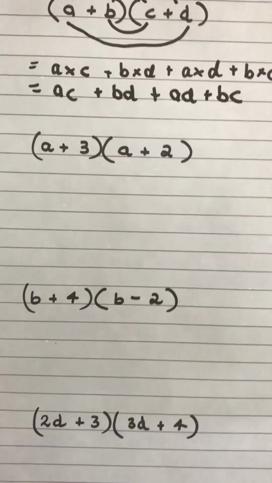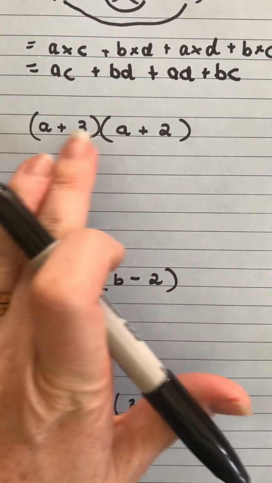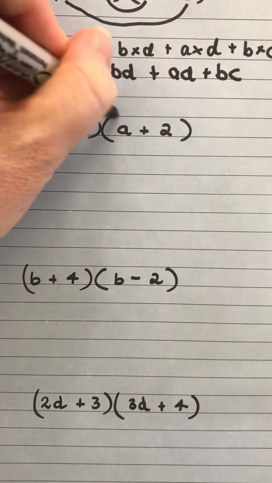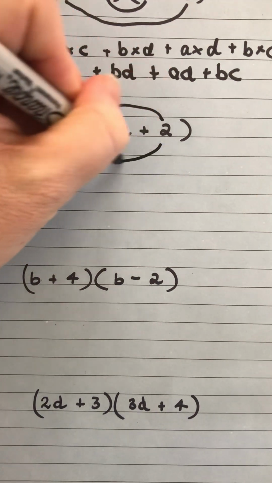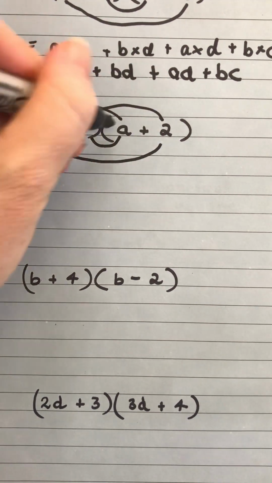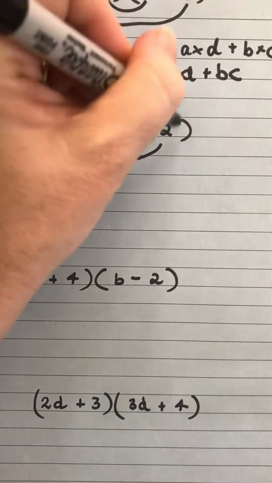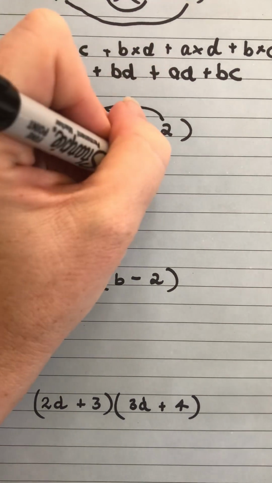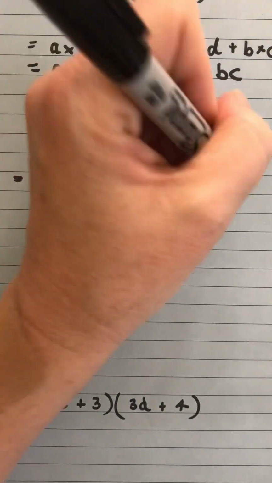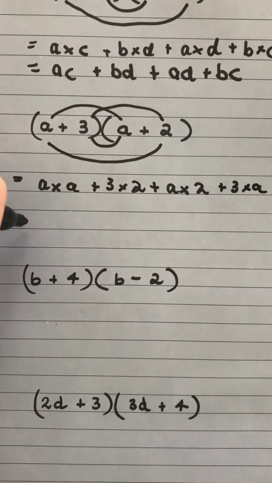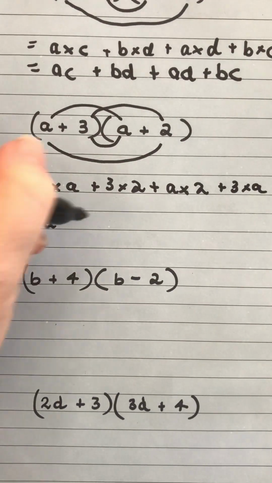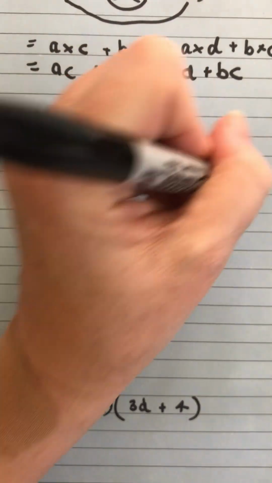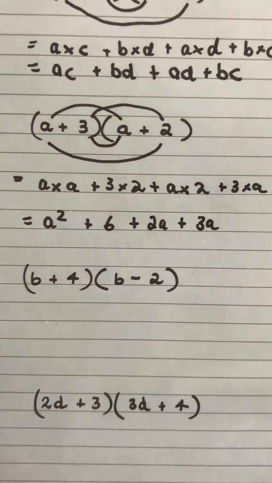In the next example, I'm going to look at where I don't just have letters in there, I've got letters and numbers. So starting with drawing in my smiley face, my eyebrows, nose, and mouth. And then I do my first eyebrow, A times A, my second one, 3 times 2, my smile, my mouth is A times 2, and then my nose is 3 times A. So that gives me A squared, 3 times 2 is 6, A times 2 is 2A, and 3 times A is 3A.